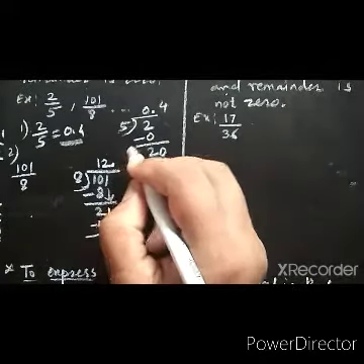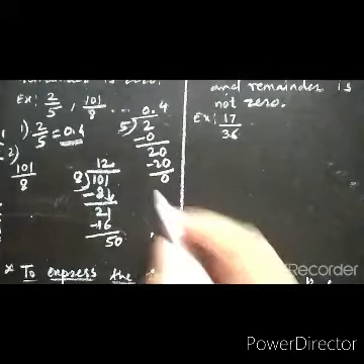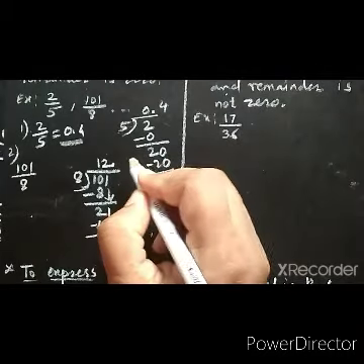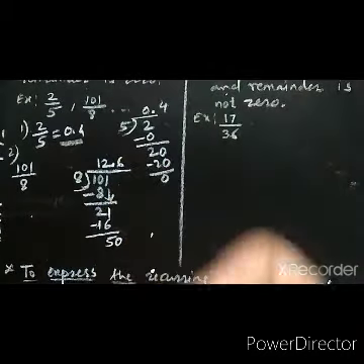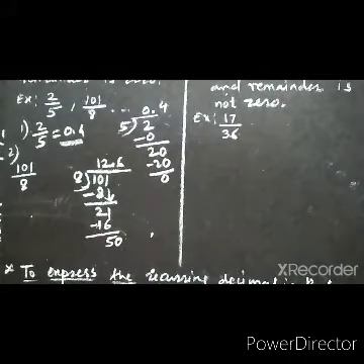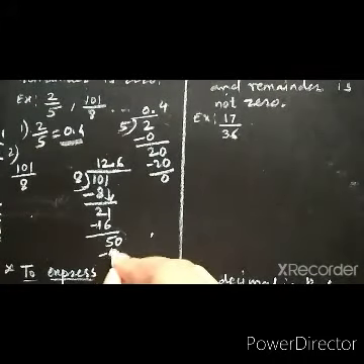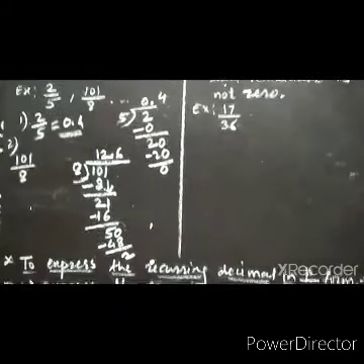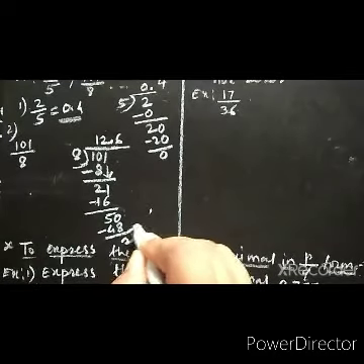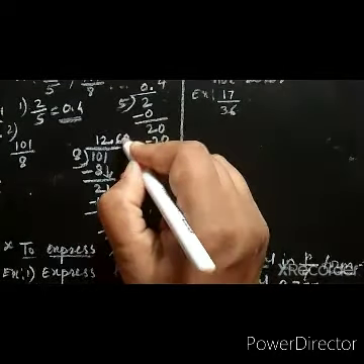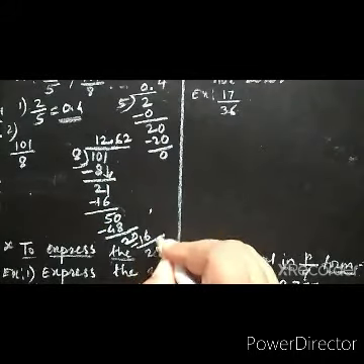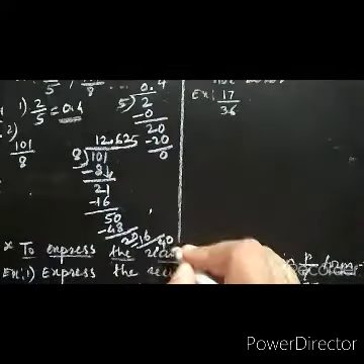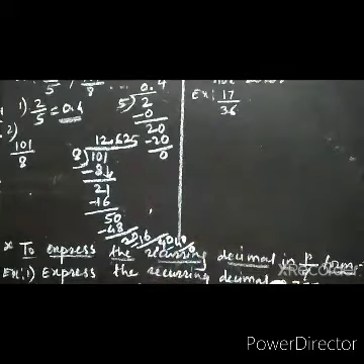8 6s are 48 and 8 7s are 56, but 56 is bigger than 50, so we can't take. So 8 6s are 48. So 50 minus 48, that is we got 2. Now see if 20 is there in 8's table or not. No. So 8 2s are 16. That is we got remainder 4. Again we have to take 0 and 8 5s are 40. So 40 minus 40, that is remainder 0.